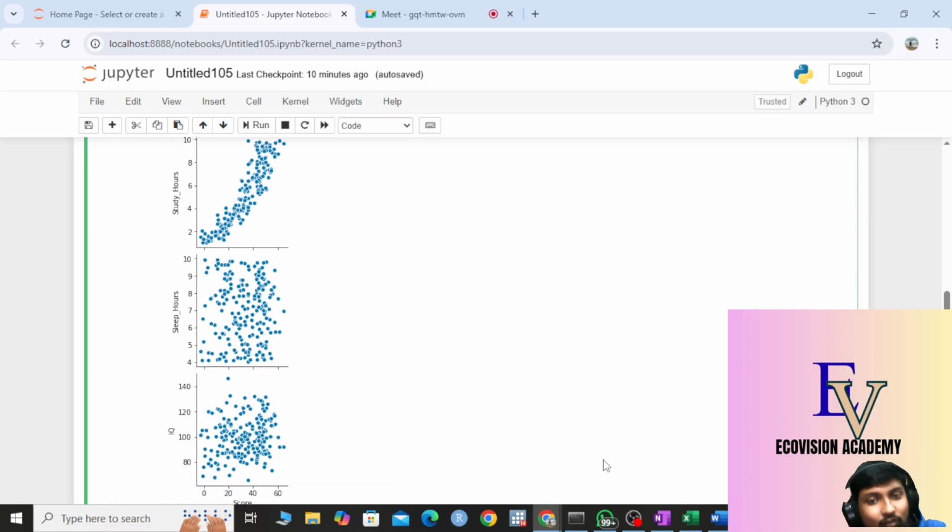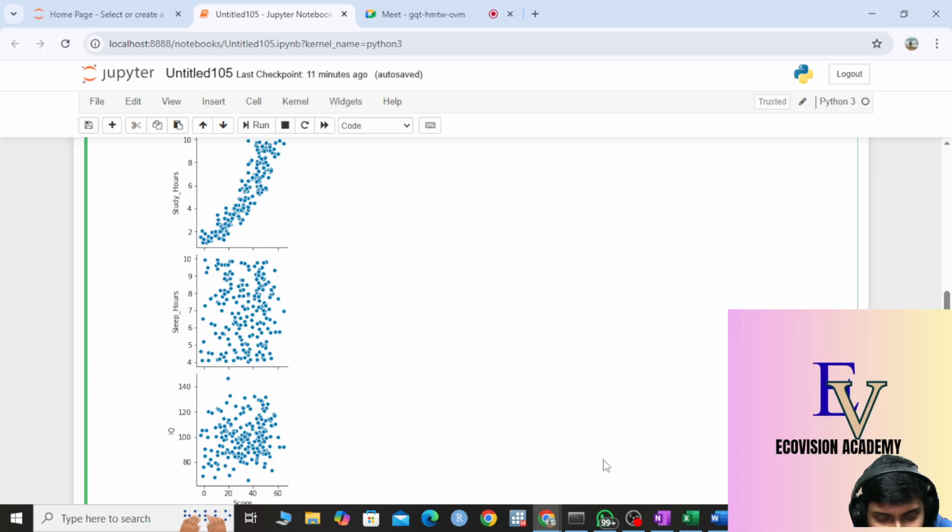Now tell me, what is the correlation between sleep hours and score? How can we interpret this? Can anyone interpret this? What is the relation between score and sleep hours from this data set? No one can tell this.